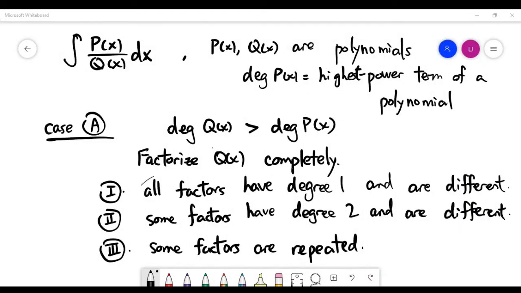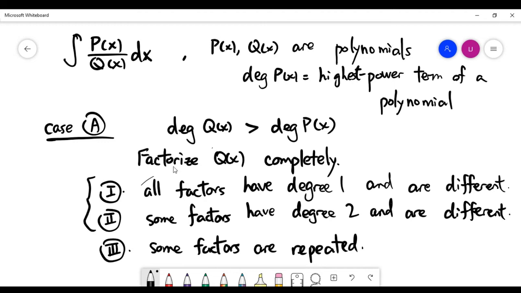So in this video, we'll continue our discussion on the integration of rational functions. Please look at the page here and recall that the degree, DEG, means the highest power of the polynomial. And in the case of rational functions, in case A, we're talking about the degree of the denominator being higher than the degree of the numerator. And in the last two videos, we have talked about the first two cases here.